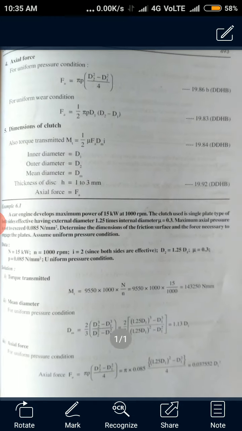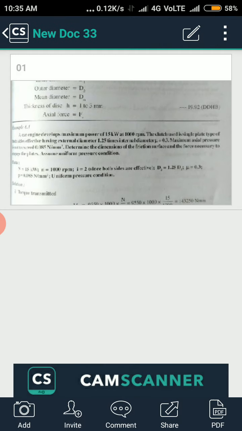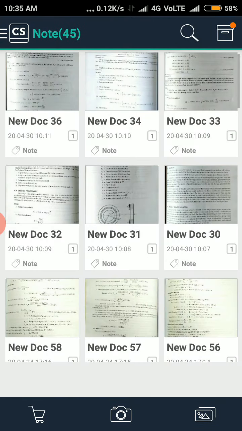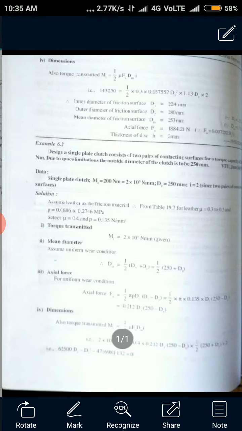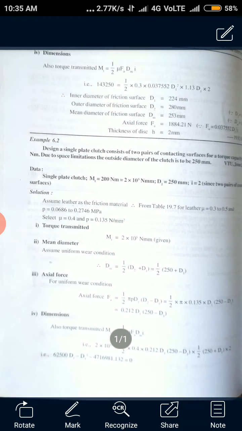Then we'll go for axial force. For uniform pressure condition, Fa equal to pi p into bracket d2 square minus d1 square divided by 4. So substitute those, so we'll get the relation again: 0.037552 d1 square.